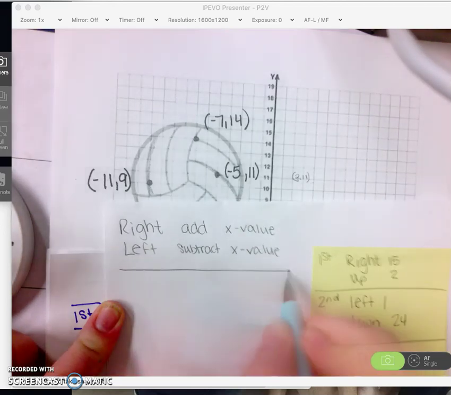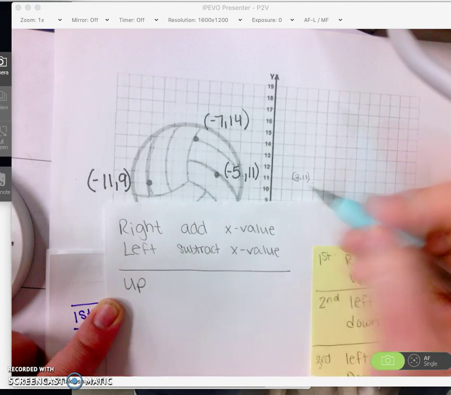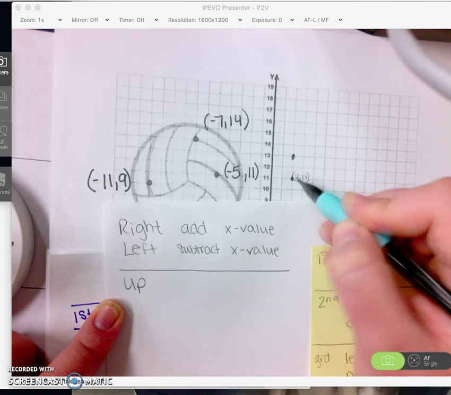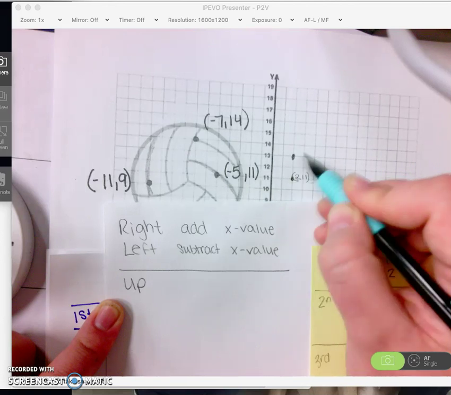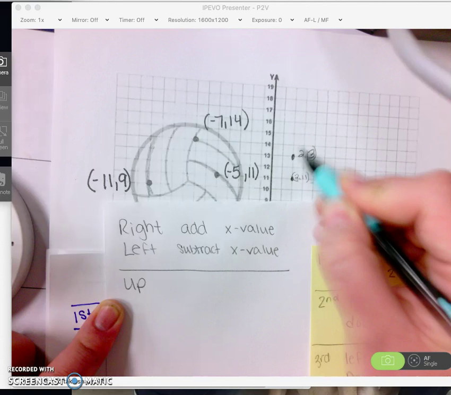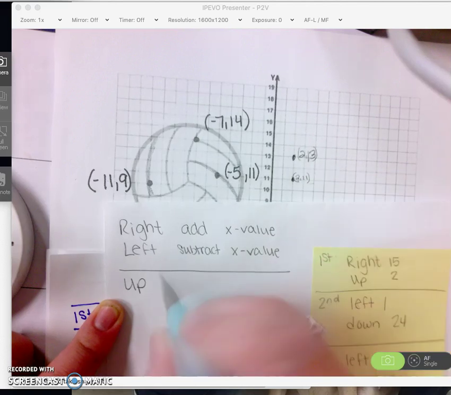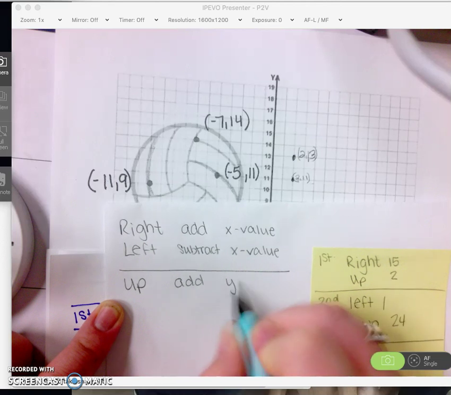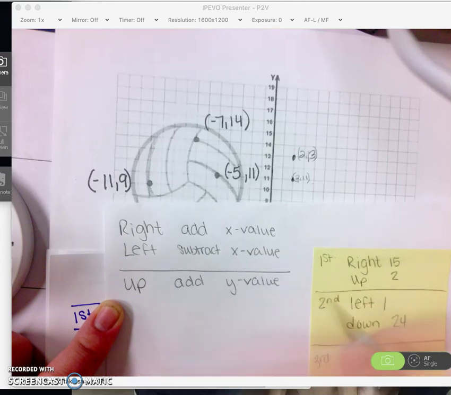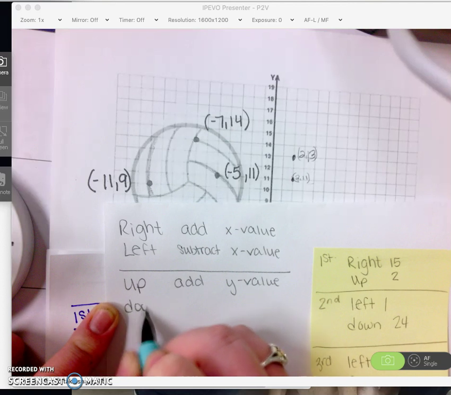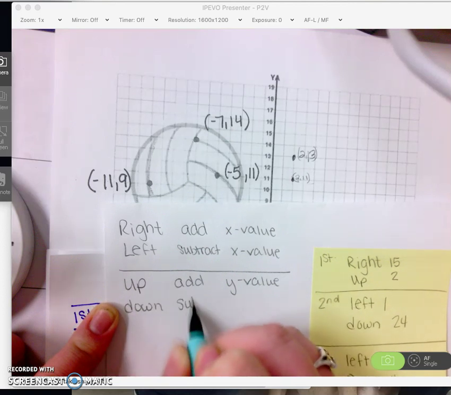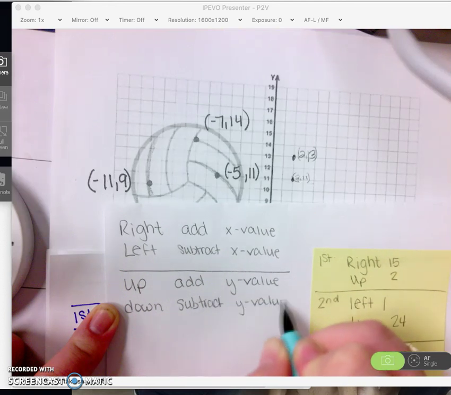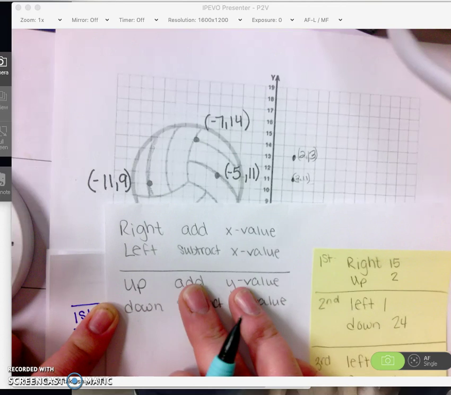Okay, and then if I go up, think about this point here. If I just go from this point to this point, it's still 2, but up to 13. Well, what changed? My y value. So if I go up, I add to my y value. And if I go down, then I'm going to do the opposite, subtract from your y value. We're going to use this cheat sheet when doing the math.